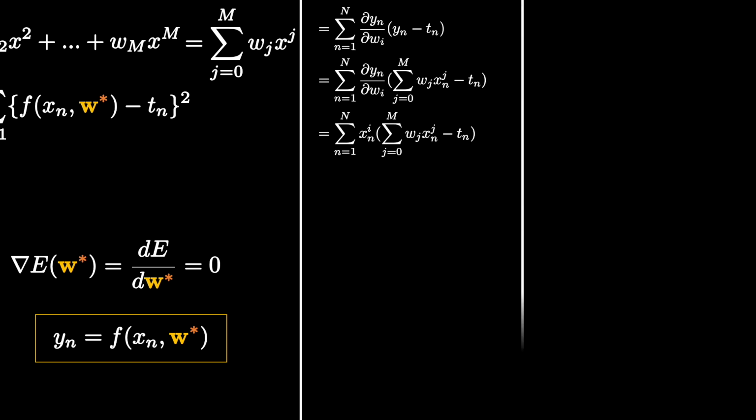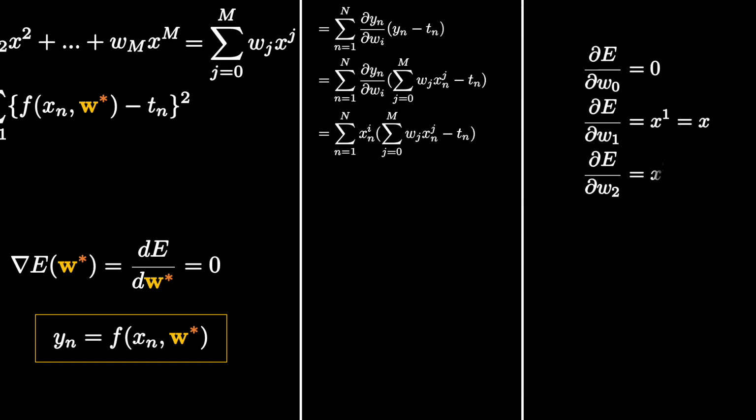Reason I am able to do so is because of following. Essentially, when we are taking a derivative with respect to w, x is being treated as a constant in our model function. And therefore, the result is generalized as x raised to the power I, where I indicates the power or the order.